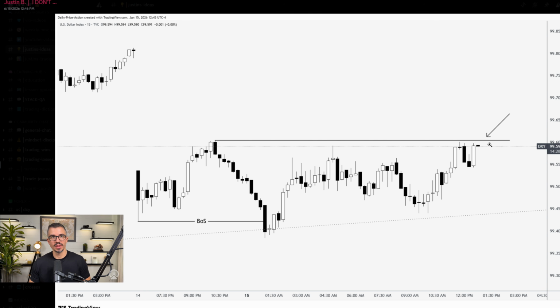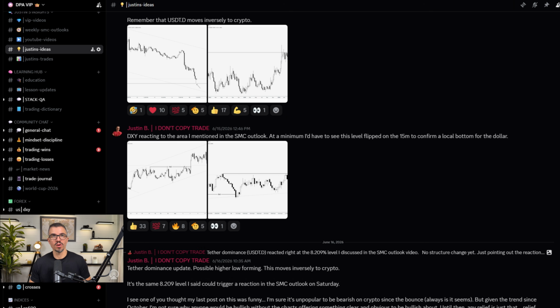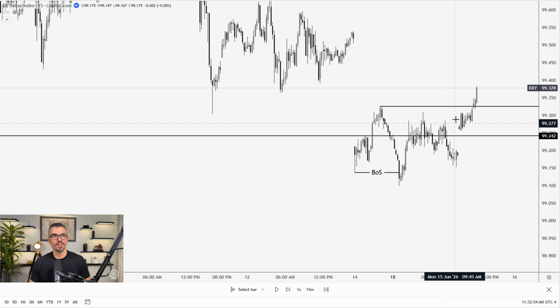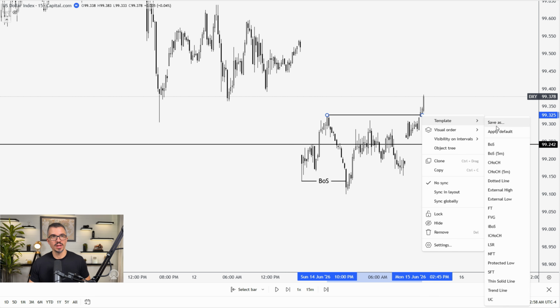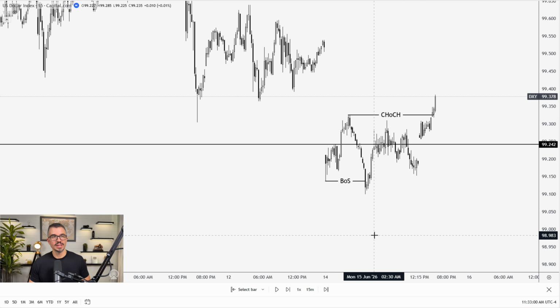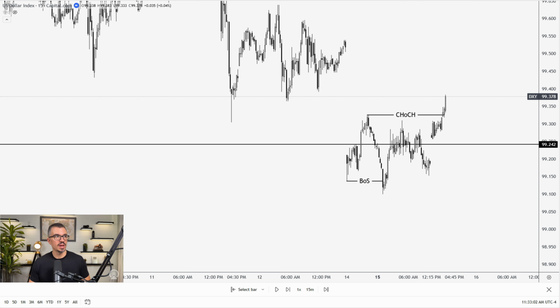So I told members that this level up here was the one. If we take this out, then we have a potentially confirmed bottom for the DXY. So this is that move, right? 15-minute time frame, we have the change of character. So this is that confirmation now that this area down here is likely to hold.